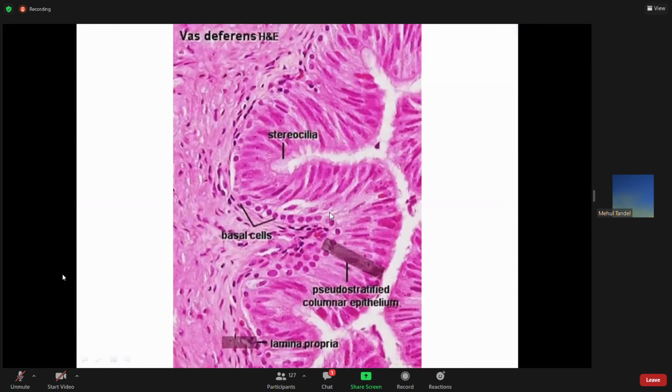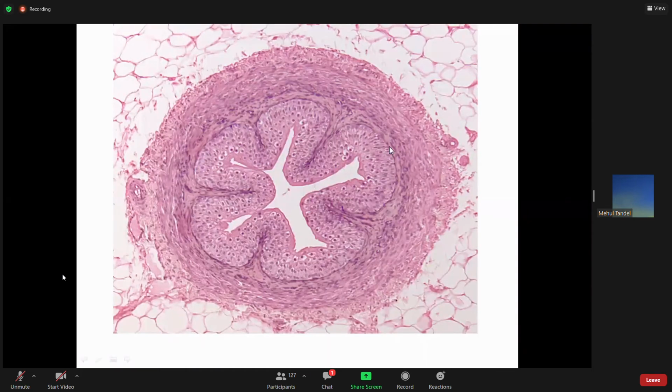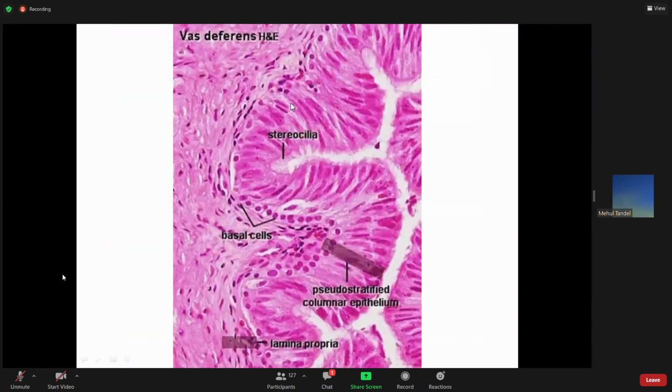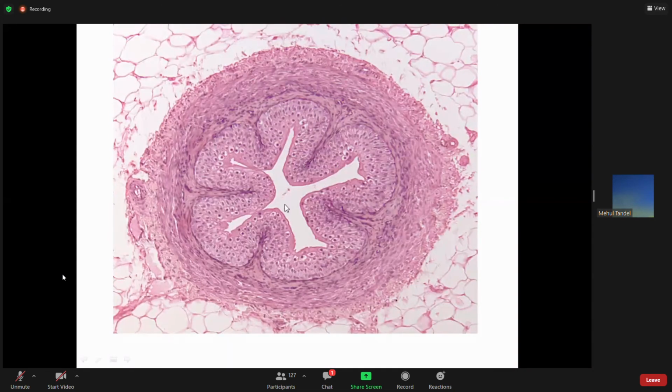This is the epithelium, pseudostratified columnar, principal columnar cells, and basal cells. Now, see, this is also a star-shaped lumen. We have seen this structure. This structure is also a star-shaped lumen. But here, the two structures are different. One is the epithelium and one is a muscle layer. The muscle layer is thin here, and this is inner circular and outer longitudinal, and this is a different epithelium.